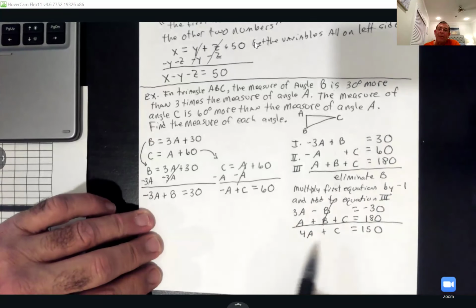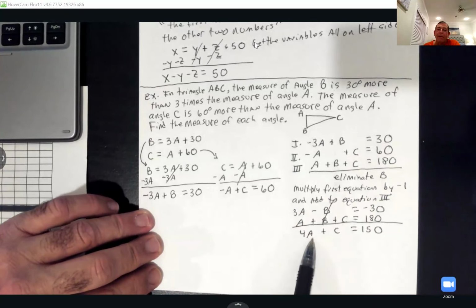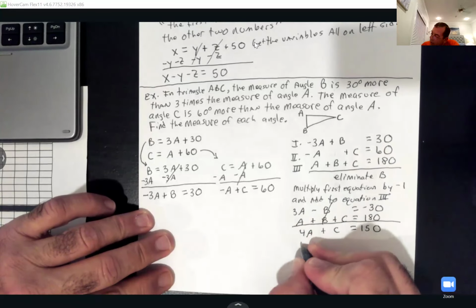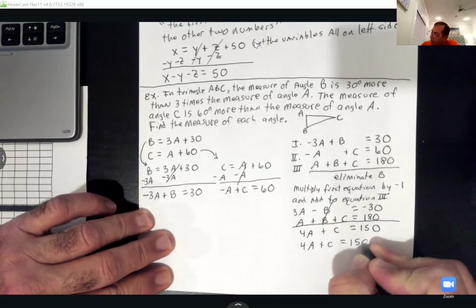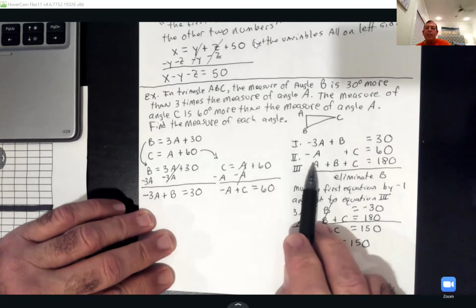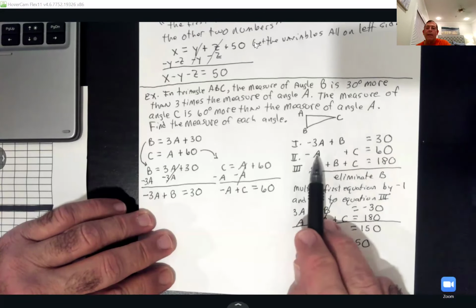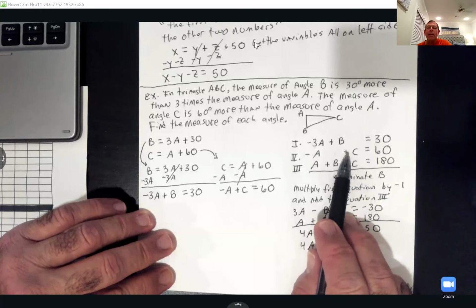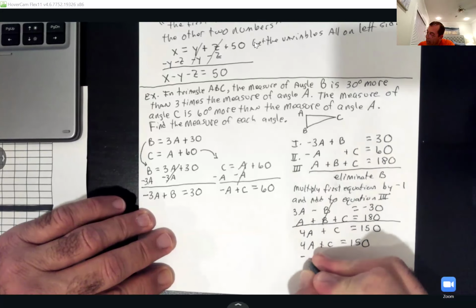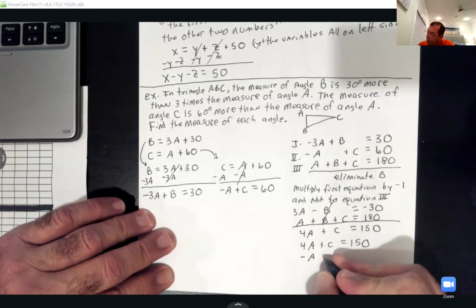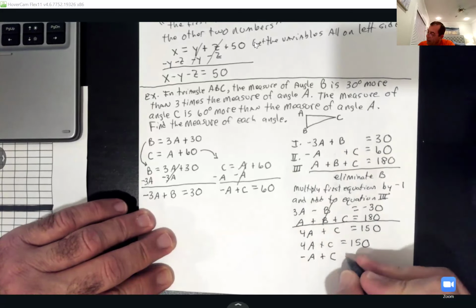So y'all, here's what I like about this. I now have this 4a plus c equals 150. Look here, the equation I didn't use a while ago. It has an a and a c only in it. So that becomes the second equation. So bring down the negative a plus the c equals 60.